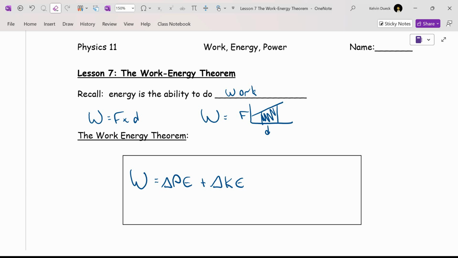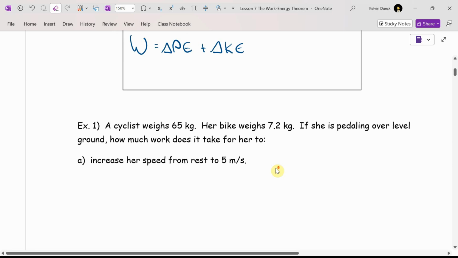Once again, what's change in anything? Also on the top left corner of your formula sheet. So it's PE final minus PE initial plus KE final minus KE initial. But you know I'm not going to write all that out when I can abbreviate. Where do we use it?